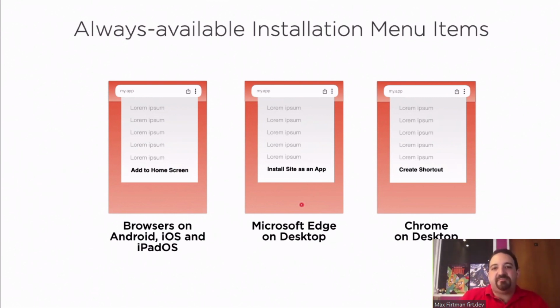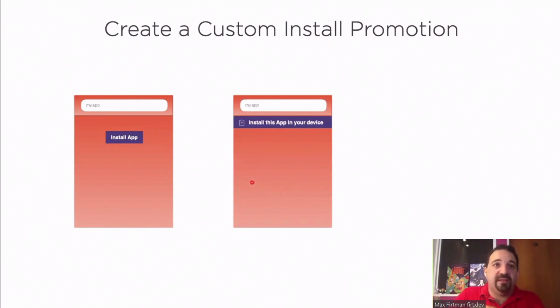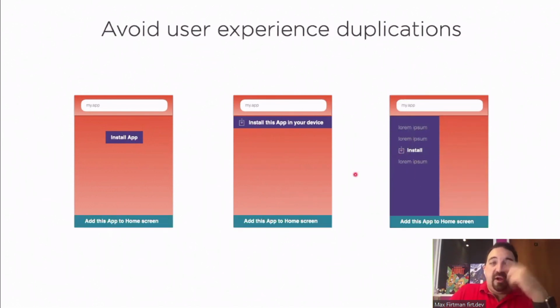These menus cannot be managed by the developer. So we want to provide our own custom install promotion. That is having a button or something like an info bar or a menu item. Also, we want to avoid user experience duplications, such as seeing the browser menu info bar at the bottom, and also our own install button. It doesn't sound nice.